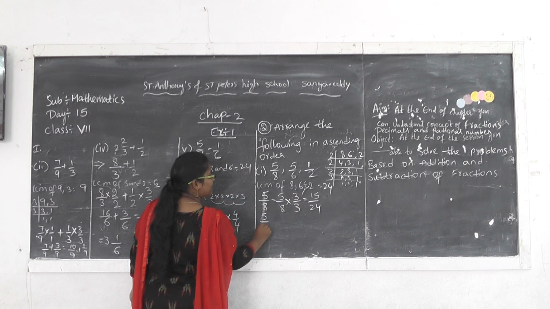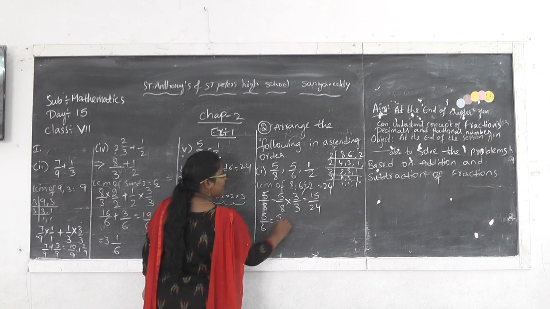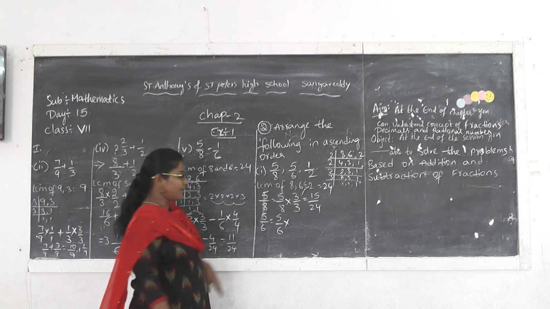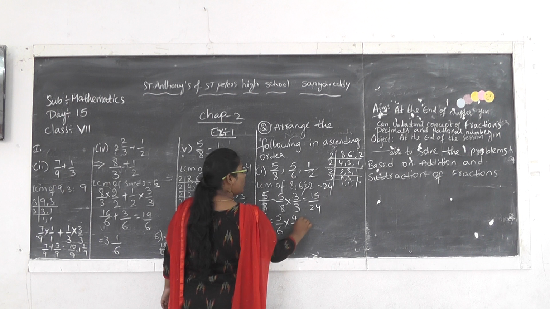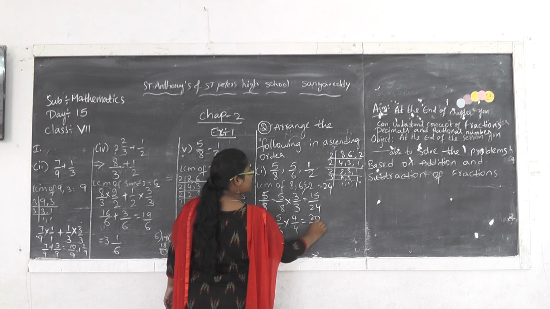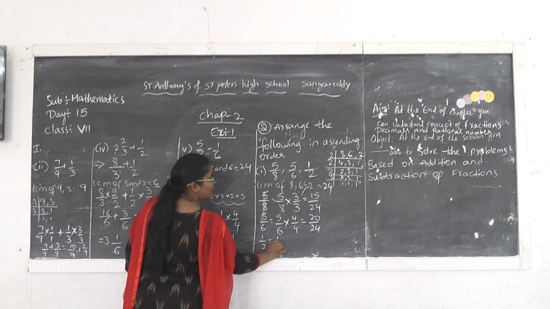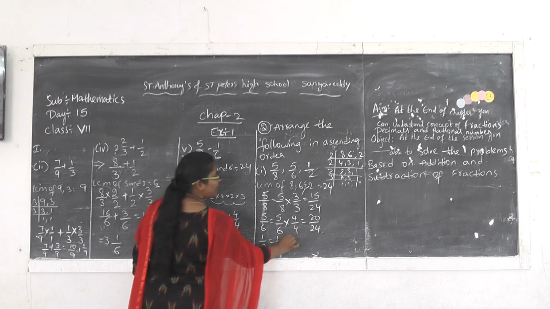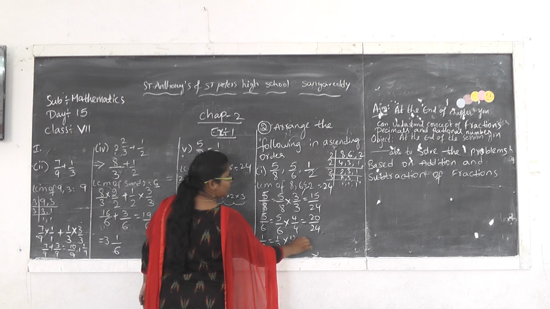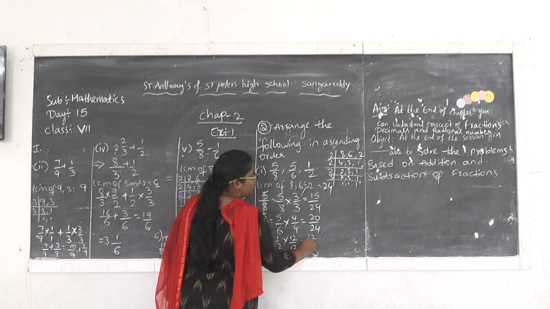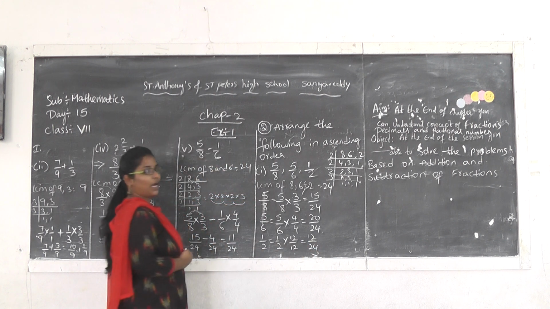Next we take the second fraction, 5 by 6. In the 6 table, 24 will come at 6 4s are 24. So 4 by 4: 5 4s are 20, 6 4s are 24. Next we take the third fraction, 1 by 2. In the 2 table, 24 will come at 12 times. So 1 into 12 is 12, 2 12s are 24. Are you able to understand?